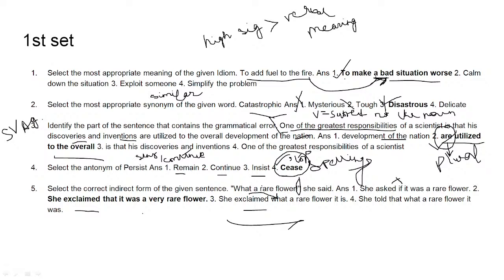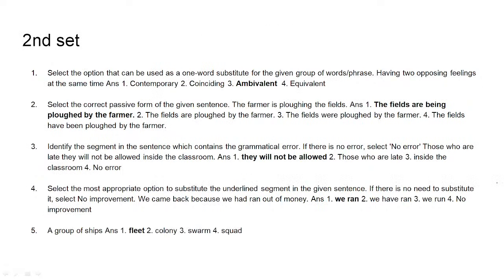So, and number 4 is she told that what a rare flower it was. That is also not correct, because ये exclaimed use नहीं कर रहा है, exclaimed भी आएगा यहाँ पे, and बाकी का construction भी गलत है. So उस हिसाब से we are coming that number 2 is our correct answer. She exclaimed that it was a very rare flower. Exclaimed भी है that it was a very rare flower. The tense is also correct.